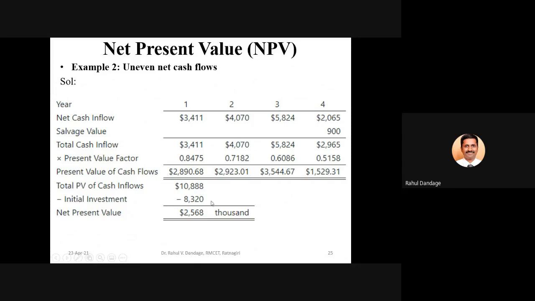$10,888,000. From this, the net present value formula is the total present value of cash flows minus the initial investment. So 8320 initial investment, if we subtract, then $2,568,000, that is the net present value of this particular project. And if the net present value of this project is positive, then we can say that this particular project can be accepted. So this is the overall methodology when we are having uneven net cash flows and we are trying to calculate the net present value for the project.